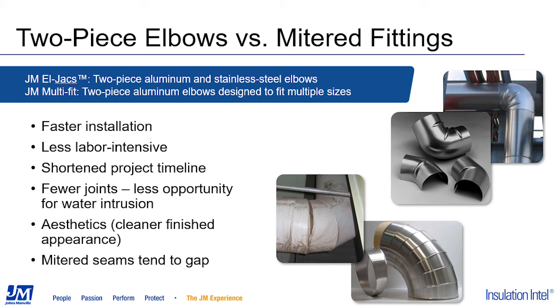The top picture is a 2-piece elbow installed. The bottom picture is a gore or mitered elbow. Lastly, mitered elbows have a tendency to gap at the joints, as seen in the left picture, whereas 2-piece elbows do not have this problem. The 2-piece elbows, as you can see in the top right picture, have a very clean, finished appearance.